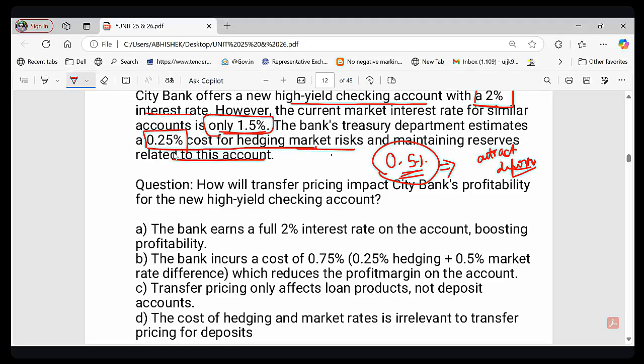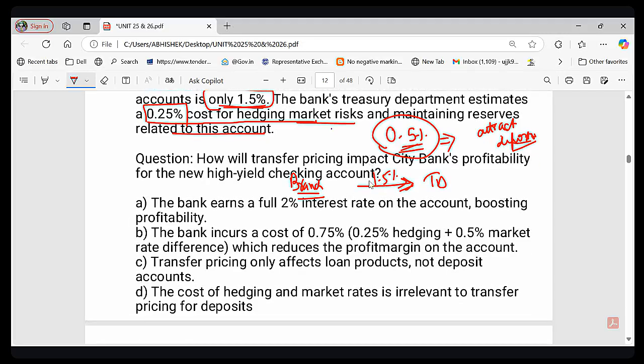So on top of that, treasury adds a cost of 0.25% for hedging market risk. This is an extra cost. So how does transfer pricing come into play? The treasury department buys the deposit from the branch at the market rate, which is 1.5%. So the treasury department will buy deposits at the market rate.